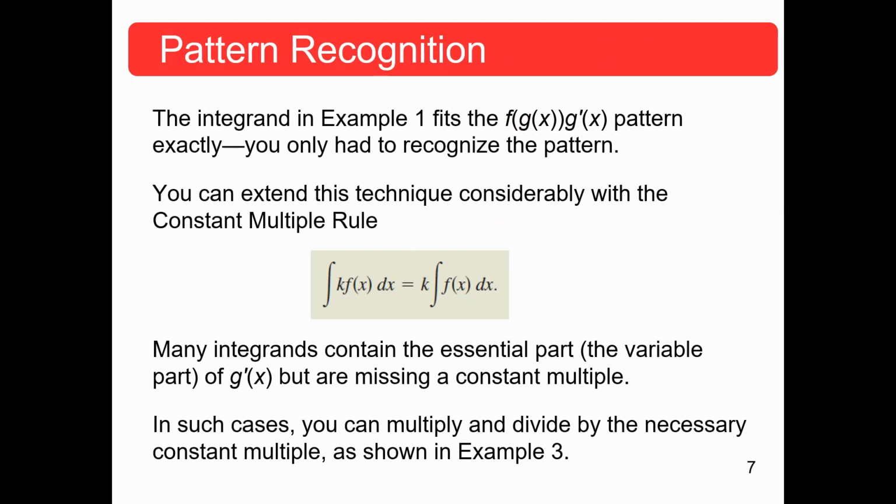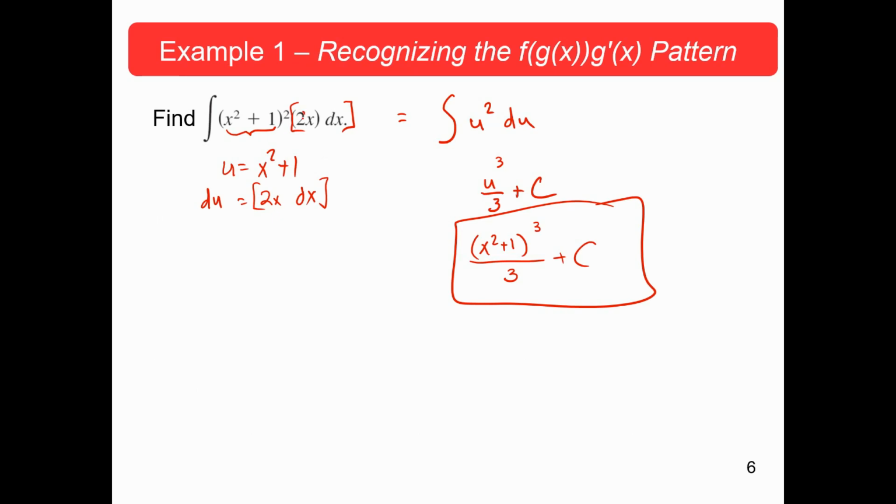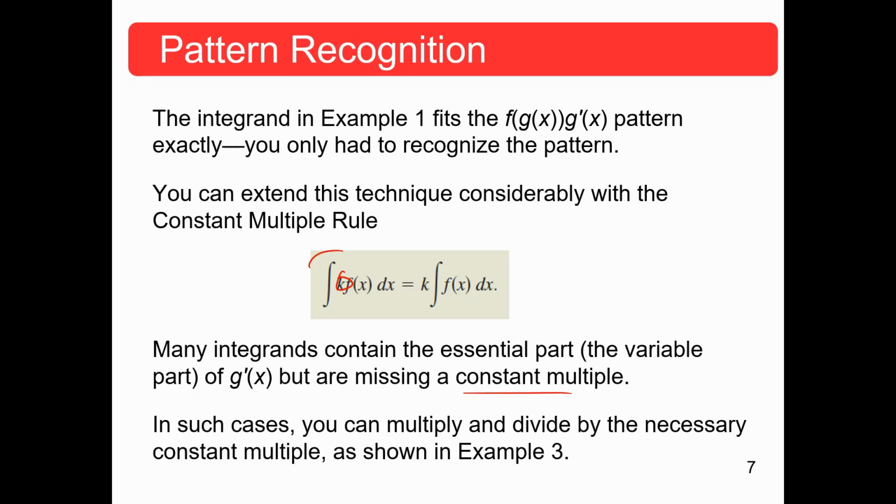Now notice that integrand fit the pattern: a composition function times the derivative of an inner function. Now we can also extend this rule considerably with the constant multiple rule. We've got this k on the front, which we can just pull out, right? Now a lot of integrands contain the essential part, the part that's got the variable, but somehow they're missing some constant multiple. Like if we'd come over here, if that 2 had not been there, it has the x, it's got the important part, what it doesn't have is that constant multiple. In these cases, all you have to do is multiply and divide by the necessary constant multiple.